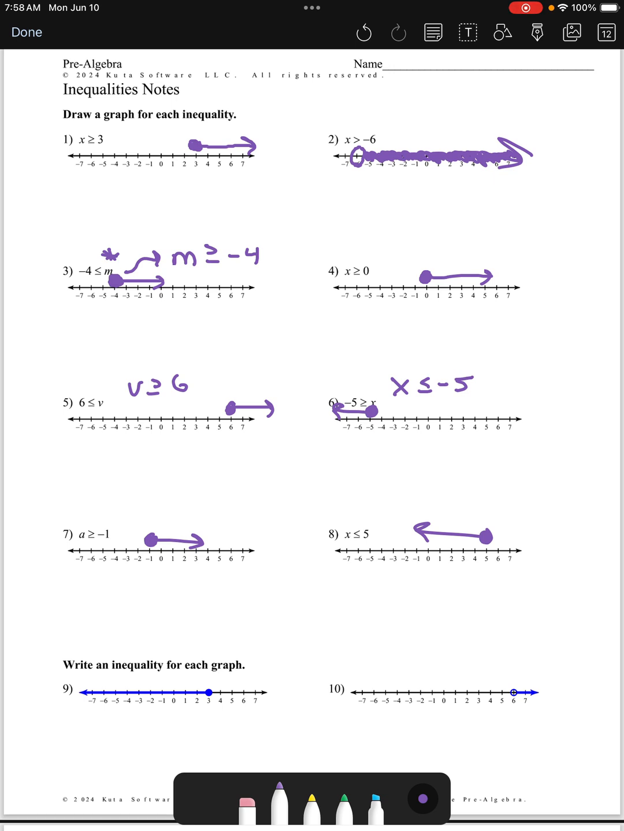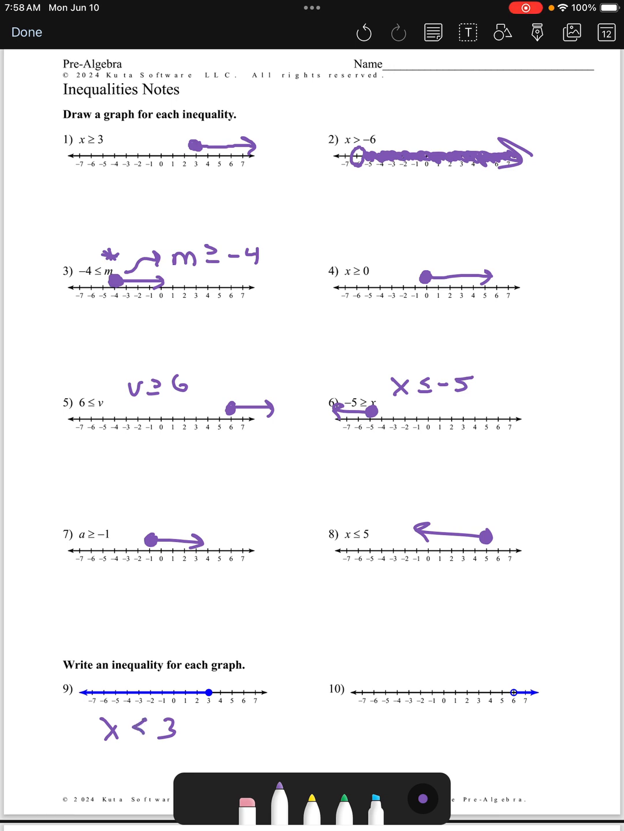The other task you're going to have today is writing the inequality, so basically working backwards. Now, do yourself a very simple favor here. Always put your variable first. So number 9, I'm going to put a variable, and then I'm going to write the number where the circle is, which on this graph is at 3.